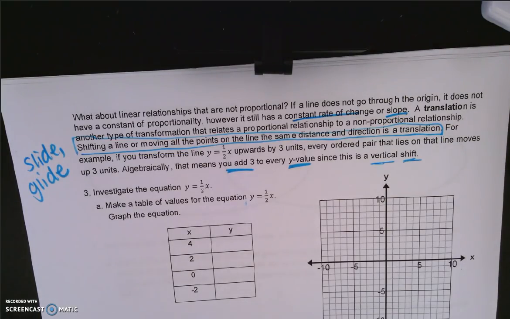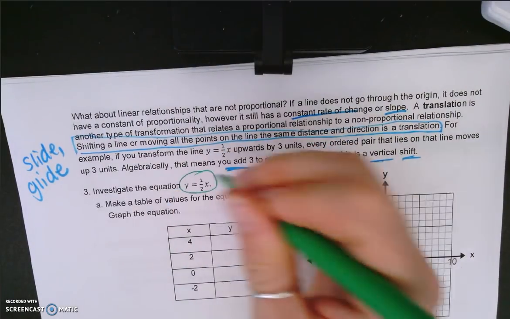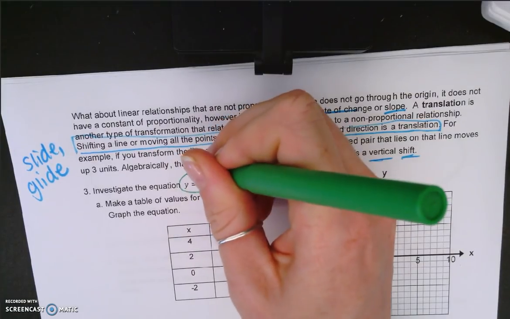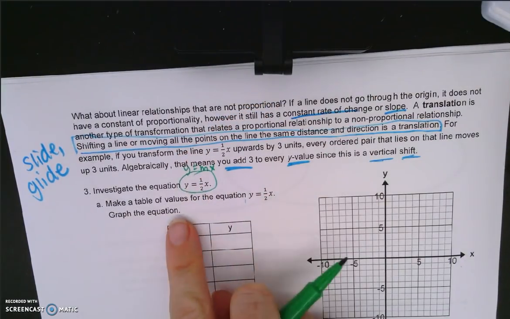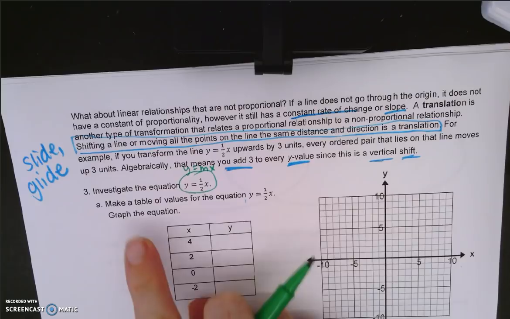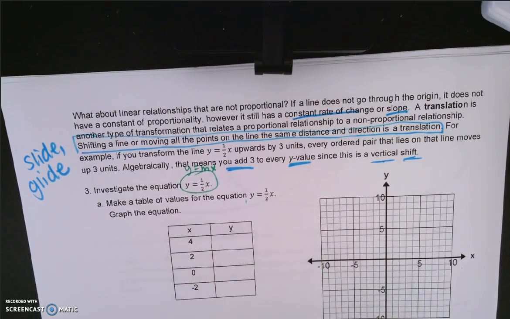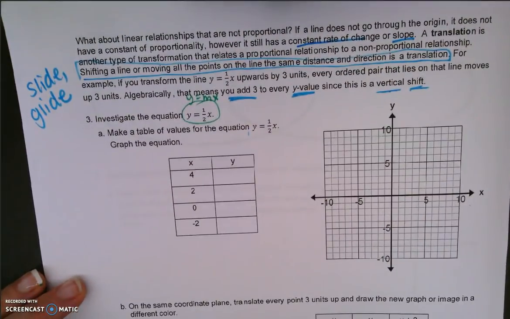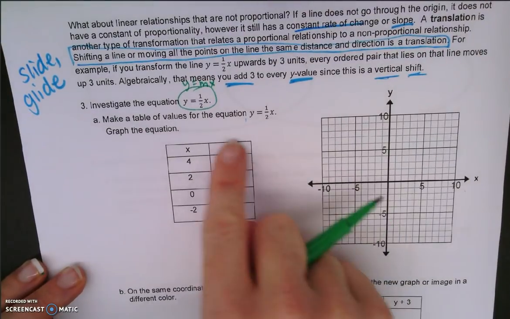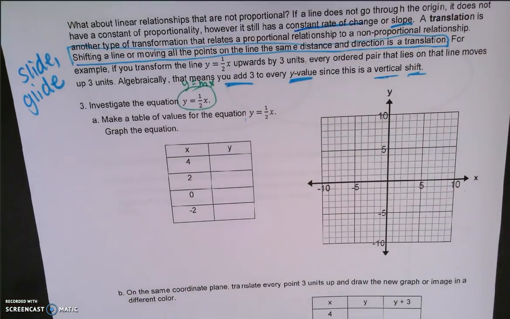So let's investigate our table and our equations that we have here. We're going to investigate the equation y equals 1/2 x. Notice this is a proportional equation in the form y equals mx. We're going to make a table of values for the equation, and then we're going to graph the equation. So take a moment right now to fill in your table of values and graph the equation. You will pause the video and do this.